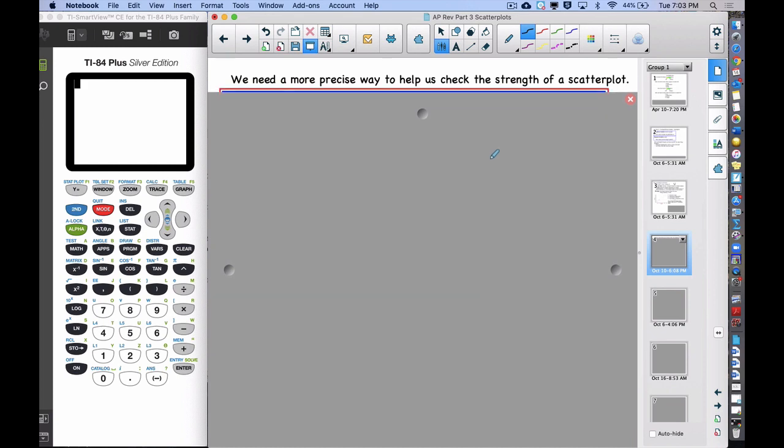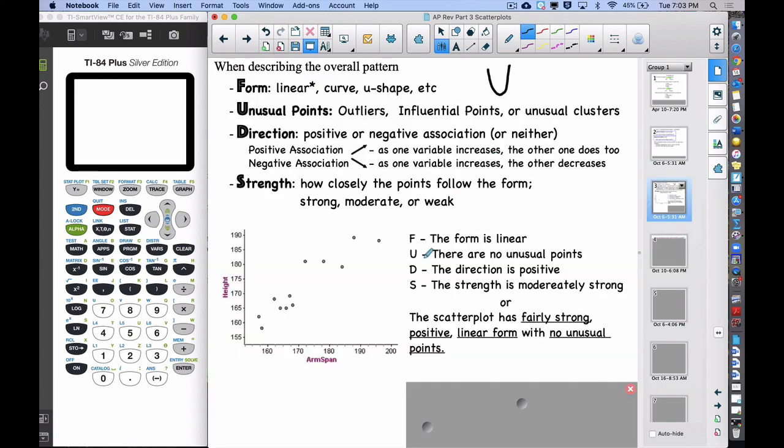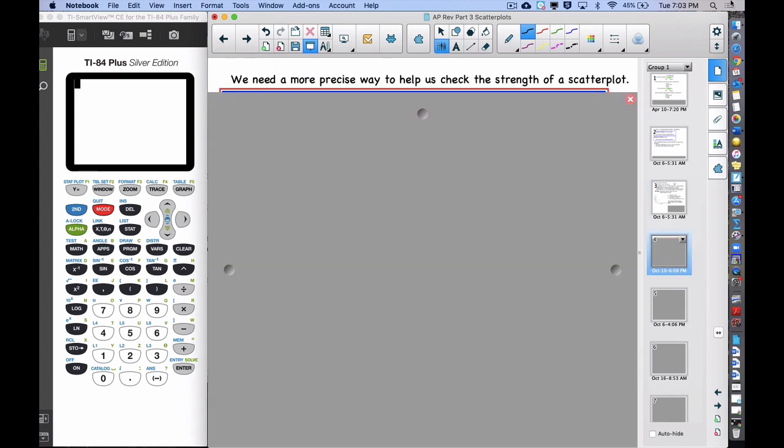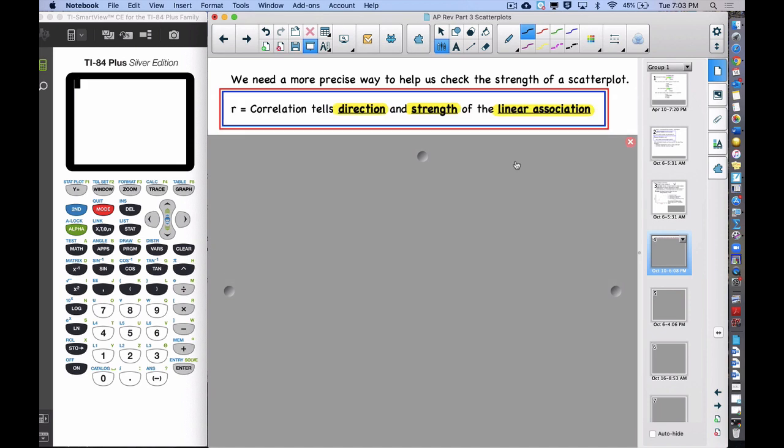Okay, we need a more precise way to compute and check the strength of a scatter plot too. If they just say describe it, by all means, just eyeball it. But in a lot of cases, we want to be a little bit more precise, and that is where correlation comes into play. First of all, you need to know that lowercase r and correlation are interchangeable. Correlation really touches on three things. It tells us the direction based on whether r is positive or negative. It tells us the strength based on the actual decimal we have. And then specifically, we need to remember that it's only telling us the direction and strength of the linear association.